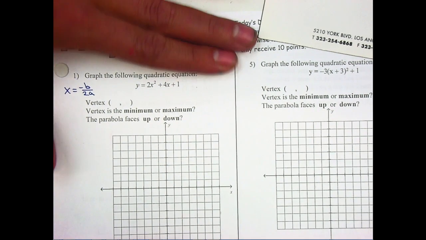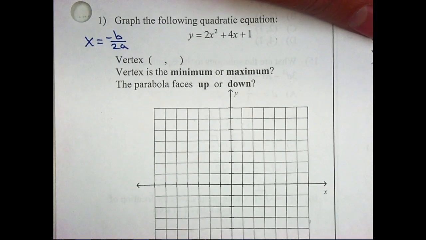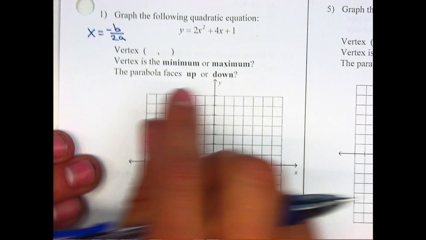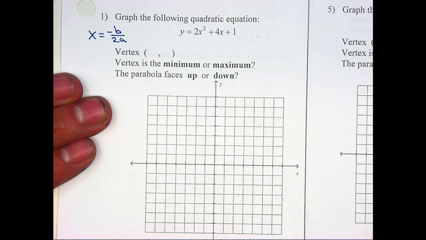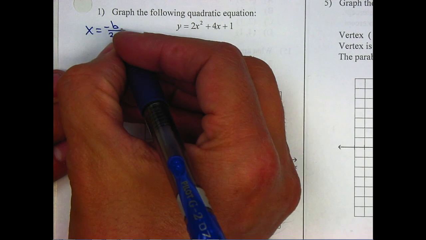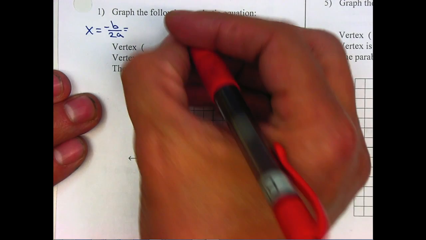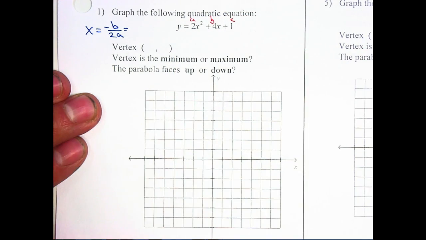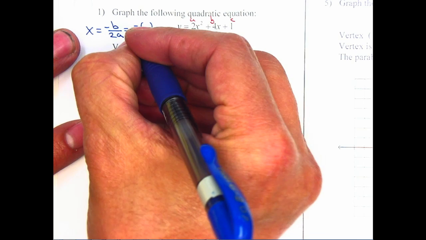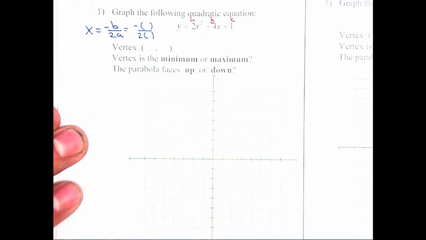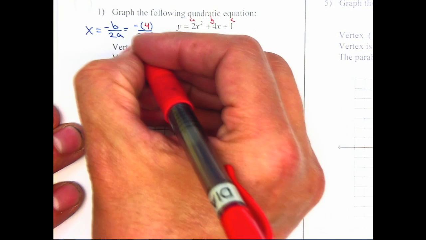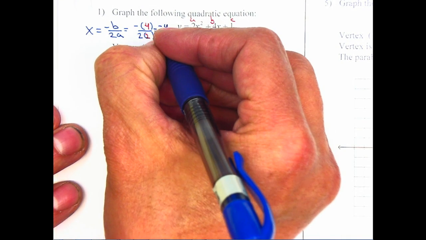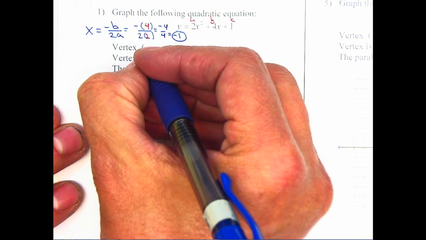But on problem number 1, it's not as easy to find the vertex. It actually requires a bit of work. We need to be able to find the vertex by using the vertex formula. And we have negative b over 2a. Remember, this is the value of a, the value of b, and the value of c. We are going to substitute negative b over 2a. B is 4, a is 2. That will give you negative 4 over 4 is equal to negative 1. That is the x value.